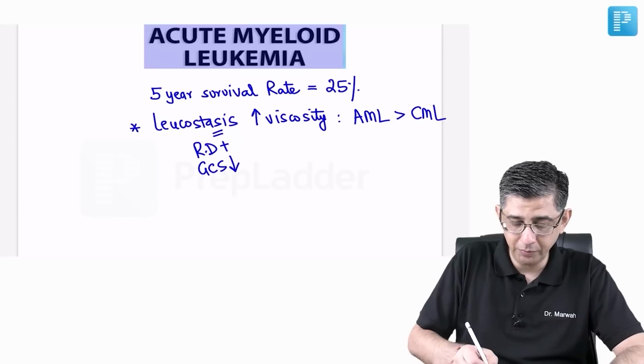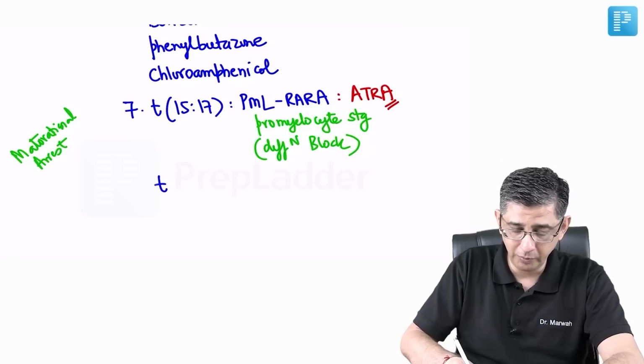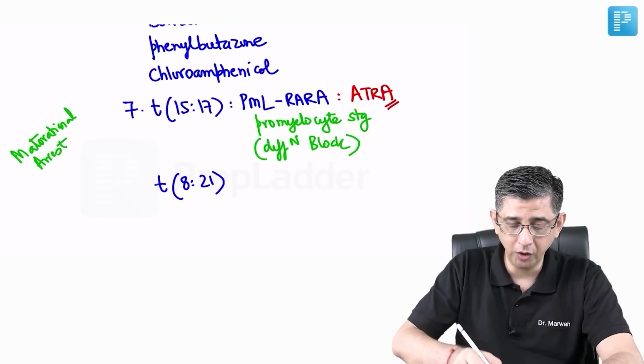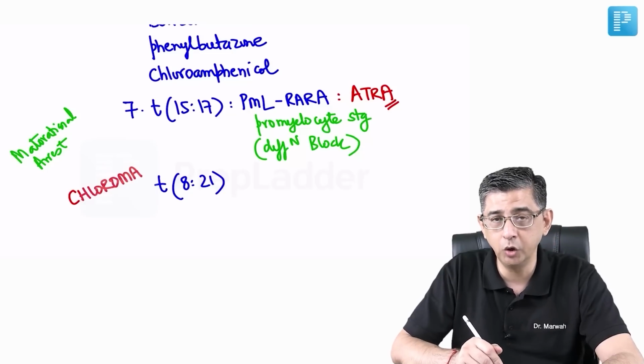The second big problem that we see with this cancer is the possibility of development of DIC. The autosomal translocation that they love to ask is 8:21. Now I'm putting an old name. I'll erase this name subsequently because nowadays the medical literature does not support the use of the word chloroma.